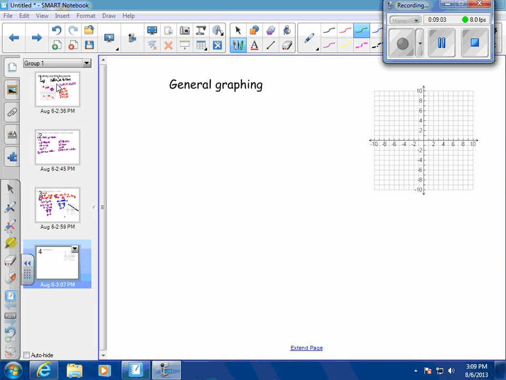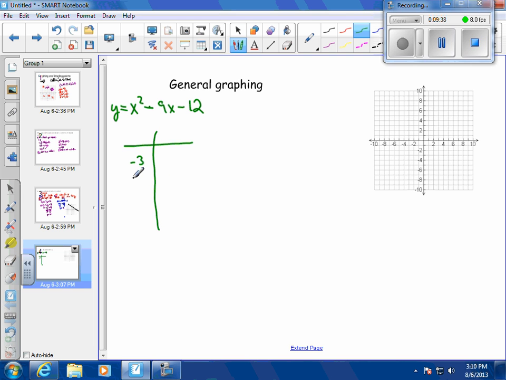You may already know how to graph quadratic functions, and you may just already plug them straight into your calculator. You might already be used to doing that. In this case, we'll have y equals x squared minus 9x minus 12. We will go over calculator kind of stuff later and different ways to actually graph this. Right now, what we're going to do is I generally pick 5 points to plot for a quadratic. In this case, I'll just pick some random numbers for you. Let's do -3, -1, 0, 2, 4, and 5.